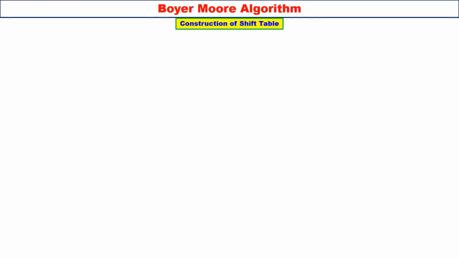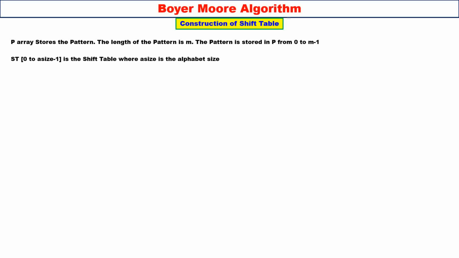Now, straight away we'll go to the algorithm. Array P stores the pattern. Length of the pattern is M, and the pattern is stored in P from 0 to M minus 1. Simple. And ST is our shift table. Its size is 0 to ASize minus 1, and ASize is the alphabet size.